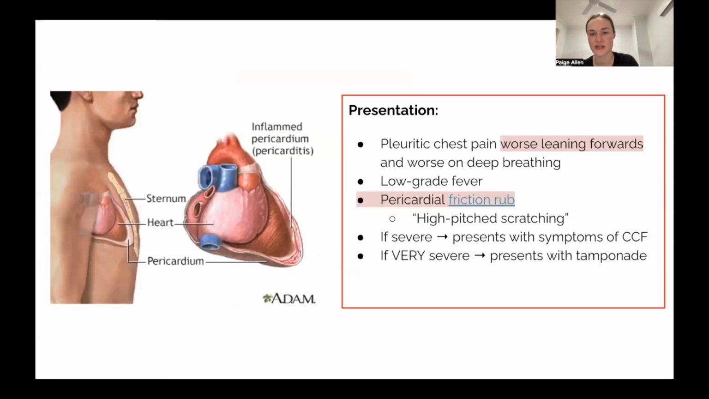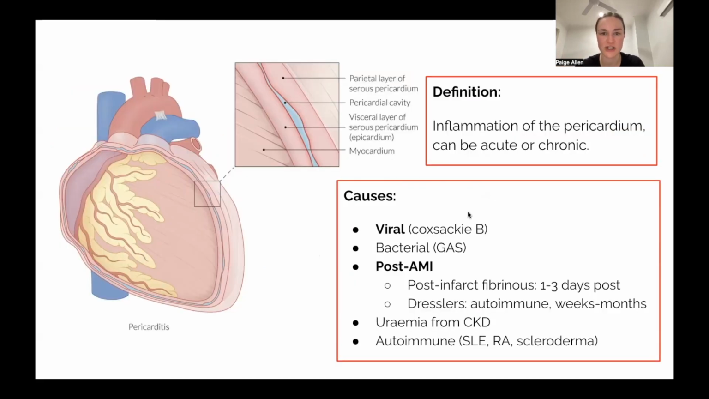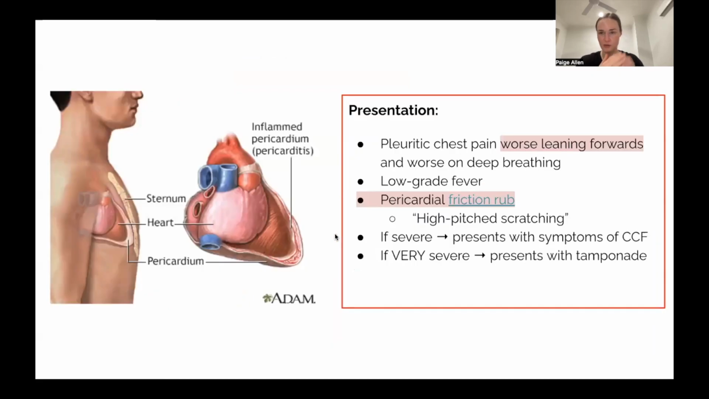So the classic presentation for this is pleuritic chest pain, because again, you're having the inflammation of, I'll go back to this image actually, you're having inflammation within the pericardial space. So that's going to cause inflammation of the visceral layer and the parietal layer. And again, the parietal layer is going to be having that rubbing effect, which causes that pleuritic type chest pain rather than just being a deep crushing chest pain. The pain's also going to be worse leaning forwards because you're going to have more irritation from the heart rubbing onto the sternal area.